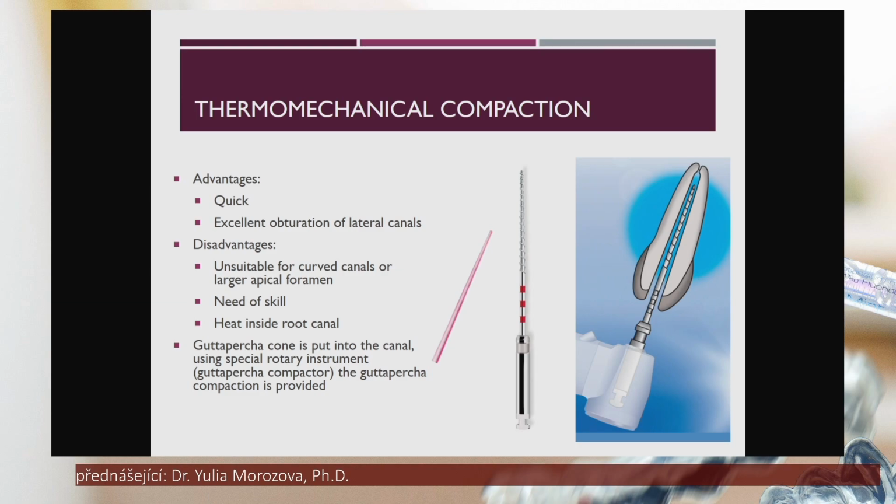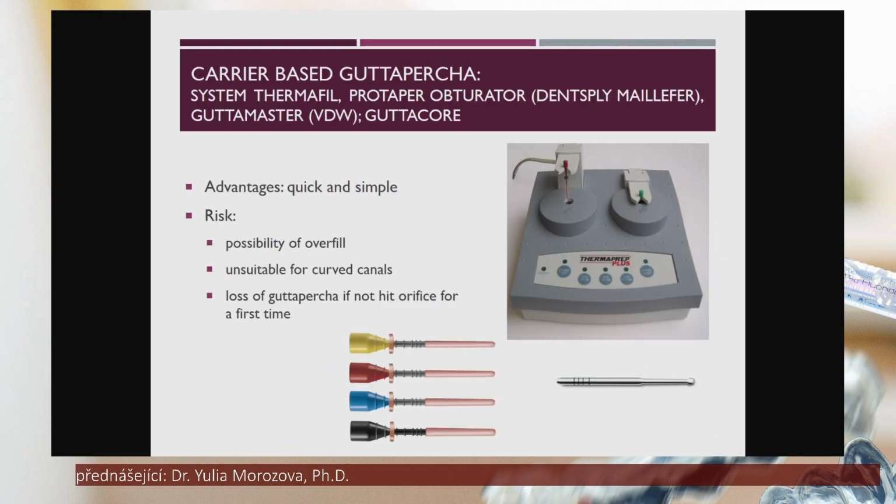When we use this method, we put the gutta percha cone into the root canal. Then we use a special rotary instrument, a gutta percha compactor, in the blue handpiece without autocooling, up to 10 to 12,000 rotations, and put this instrument along the gutta percha. During the rotation of this instrument, the gutta percha is delivered deep into the root canal and also onto the sides of the root canal, and this compaction is provided.